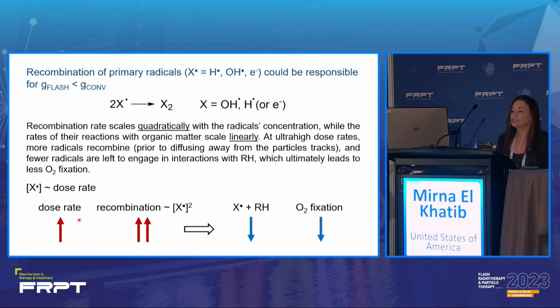The fact that FLASH depletes less oxygen than conventional radiation is due to the recombination of primary radicals. Water radiolysis generates primary radicals, but these can recombine before they diffuse away from their particle tracks. Recombination scales quadratically with the radical concentration, and hence the dose rate. So as we increase the dose rate, we also increase the local concentration of primary radicals, which causes an increase in recombination, and therefore less oxygen is fixated.